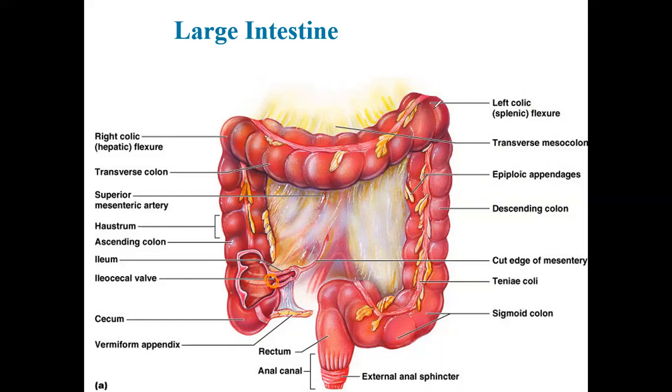Then we have the left colic flexure, also known as the splenic flexure, leading to the descending colon. Then the sigmoid colon is this section here to the rectum, and the rectum has 3 valves in it, and then leading to the anal canal.